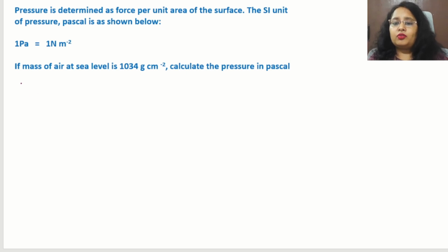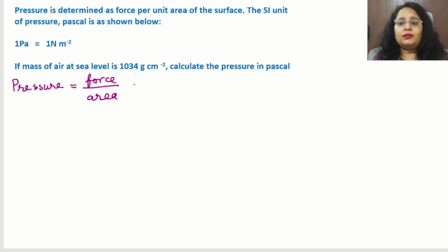Now, the question is, if mass of air at sea level is 1034 gram per centimeter square, calculate the pressure in Pascal. So friend, first of all we need to write the formula for pressure, that we can write force divided by area, force per unit area.